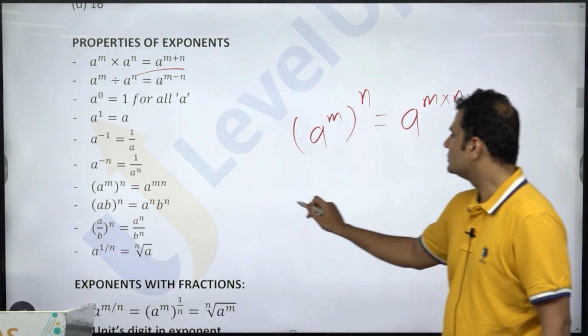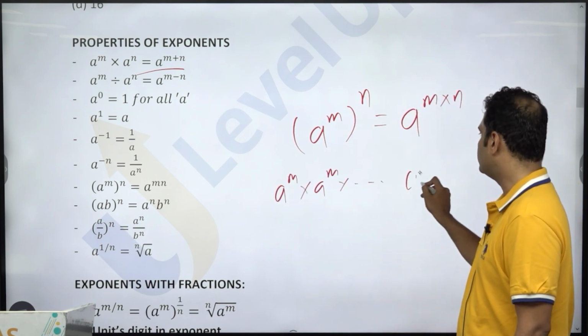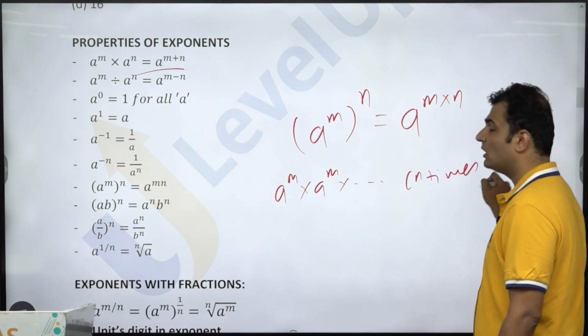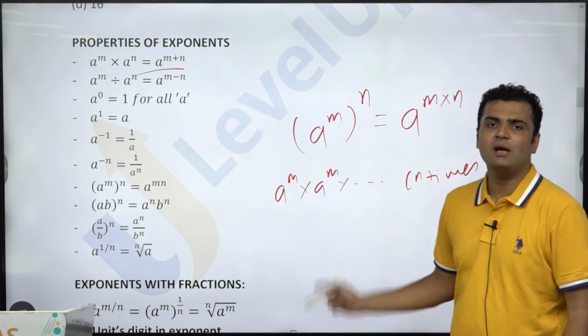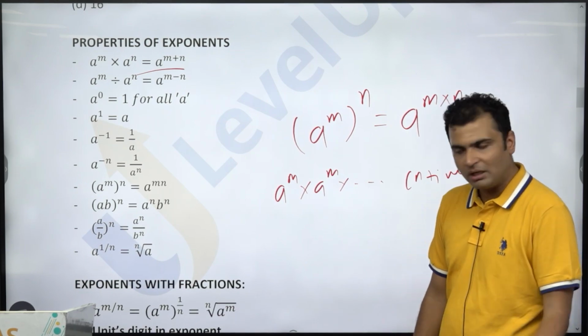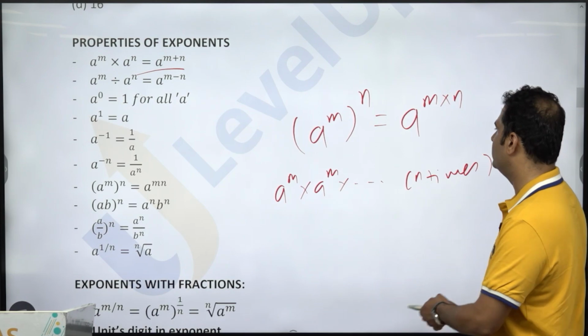Fine. This is basically a to the power m multiplied n times. So how many times does a appear here? m plus m plus m, n times, which is m into n times. Repeated addition is multiplication. We are repeatedly adding m here, which is basically m into n.